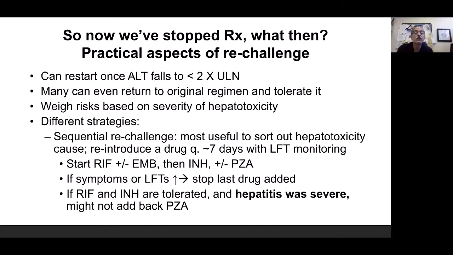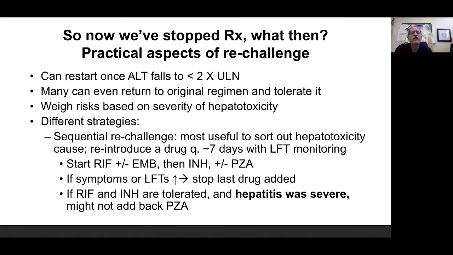Some folks can go back on their original regimen in re-challenge and do just fine. But some of it you are going to weigh based on how bad their hepatotoxicity was. You can either sequentially re-challenge them, meaning starting a drug, monitoring their liver enzymes, and then adding another one and then another one. From a practical perspective, this generally means doing it about every 7 days with liver enzyme monitoring. If you do this, most of the time, we start with either rifampin alone or rifampin plus ethambutol because we consider ethambutol not to be hepatotoxic.